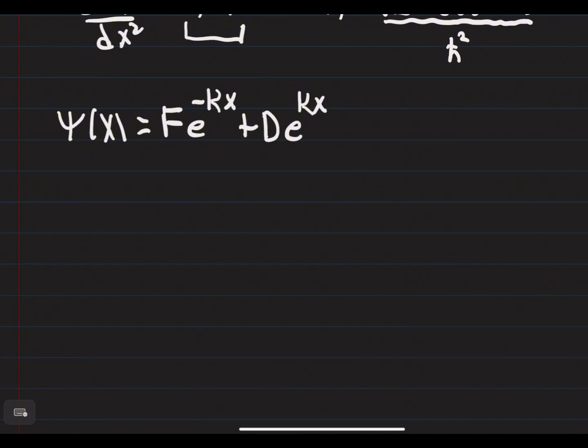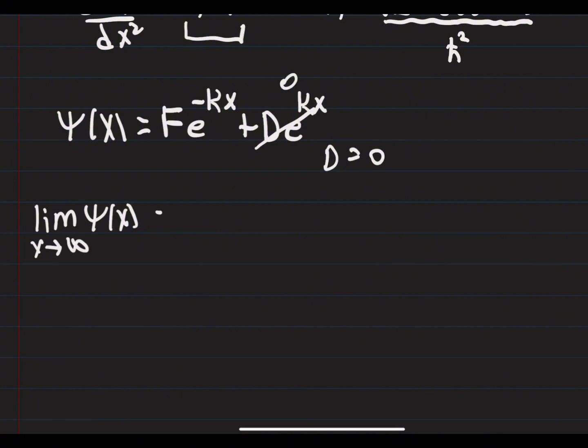And if we normalize this, we can see D has to be equal to 0. And that's just because if you were to take the limit of psi of x as it approached infinity, you're going to have a little bit of an issue because now our wave function is not normalizable. And we don't want those solutions, so we just make that that way.